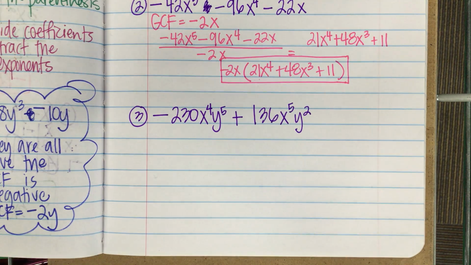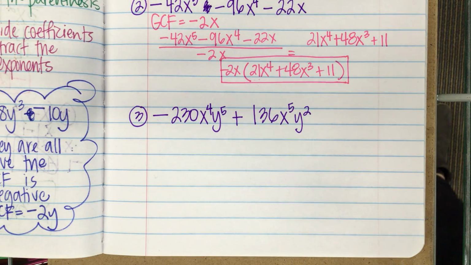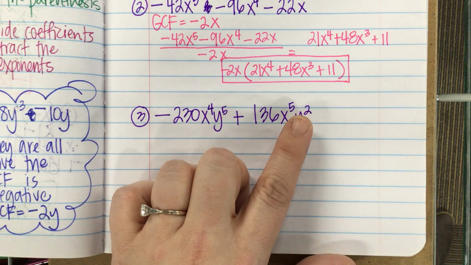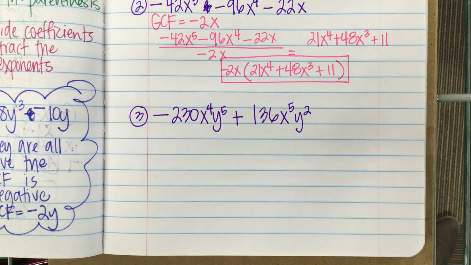Here's my first issue with this. Is it written in standard form? Let's see. That's 4 plus 5 is 9. 5 plus 2 is... Yes, it's in standard form.